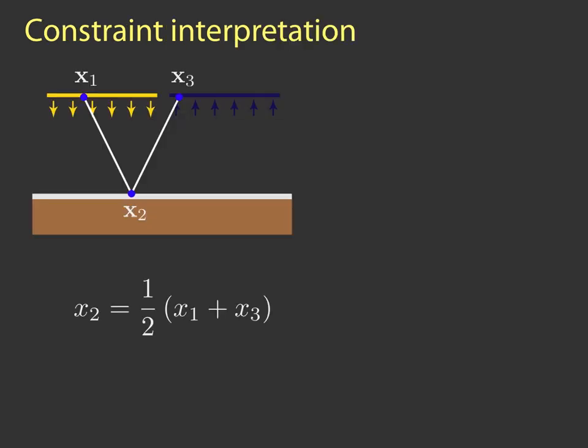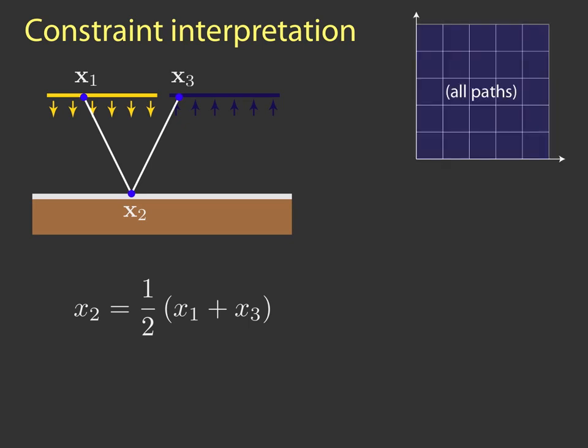This can be interpreted as a constraint which states that the point on the mirror must always be halfway in between. On the right side, you can see a view of the entire space of paths that can connect points on the source and on the receiver. This view is abstract and only here for illustrative purposes. The axes don't really mean anything and just indicate path space.